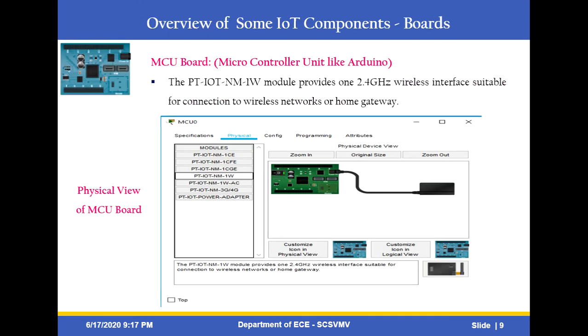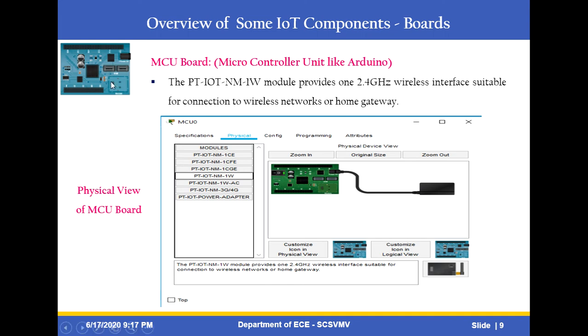Here is the overview of some IoT components and boards in Cisco Packet Tracer version 7. Here, an MCU board is nothing but a microcontroller unit, like Arduino. Nowadays Arduino is a famous one. By using this, we are able to write programs in Python, JavaScript, and visual objects.